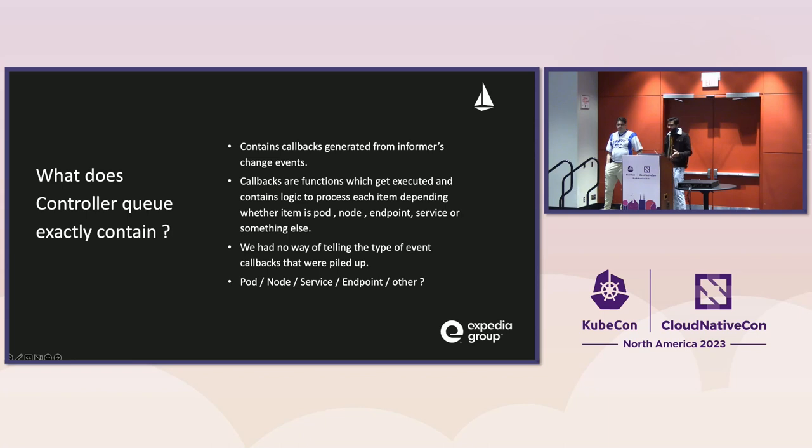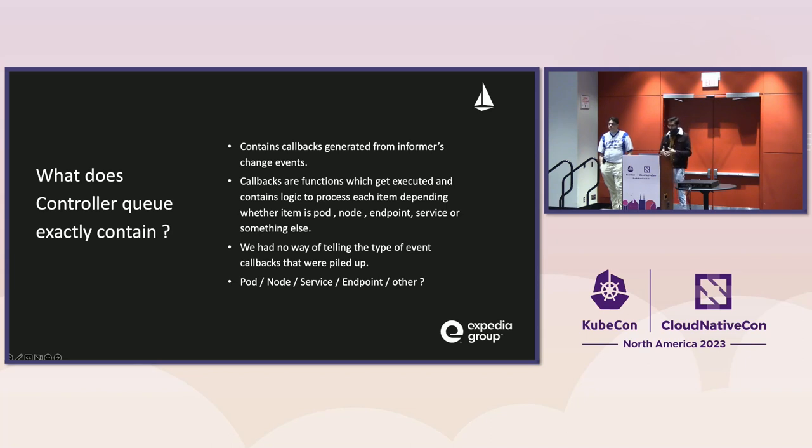And what does the controller queue exactly contain? It contains the callbacks that are generated from the informer events. So if a pod terminates, then there is a specific piece of code in IstioD that will handle that pod termination. And there are different types of callbacks which are subscribed for different types of objects. And these callbacks are the ones that are actually placed into this controller queue. And when you process this queue, you dequeue an element from this queue, and you call that callback or that function, to process this queue in a non-concurrent way.